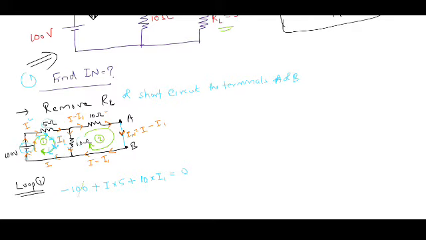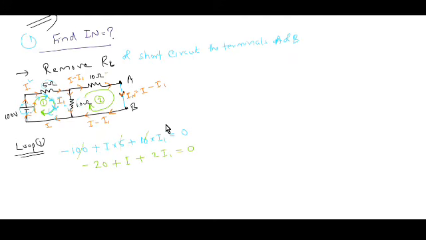Here, if you divide by 5, then we will get minus 20 plus I plus 2I1 equal to 0. If you rearrange the terms, we get I plus 2I1 equal to 20. This is equation number 1.